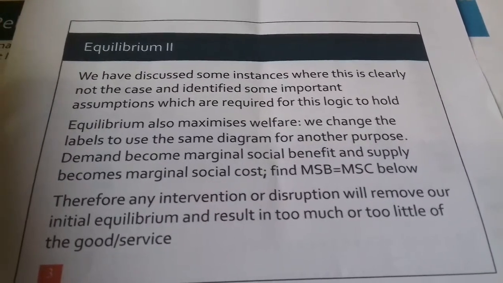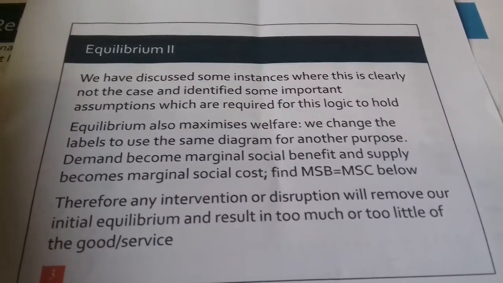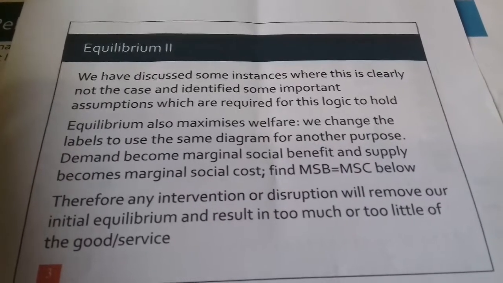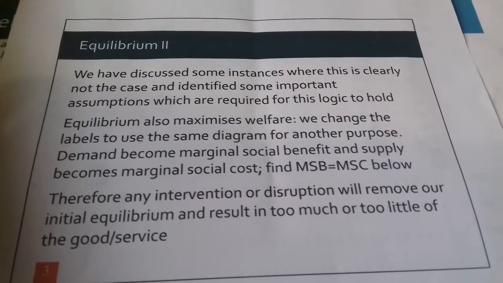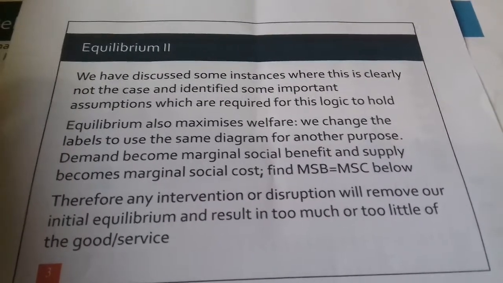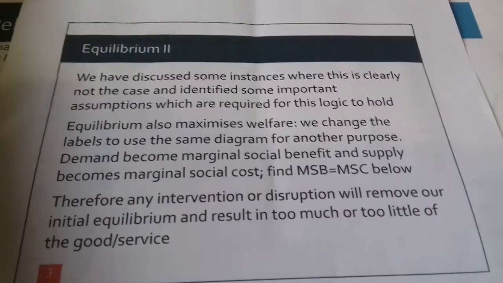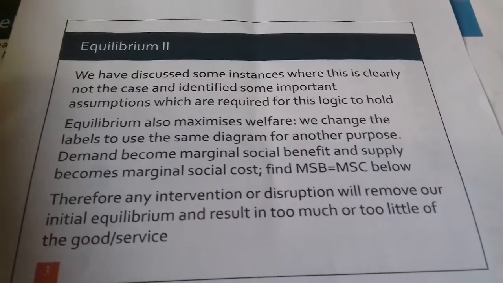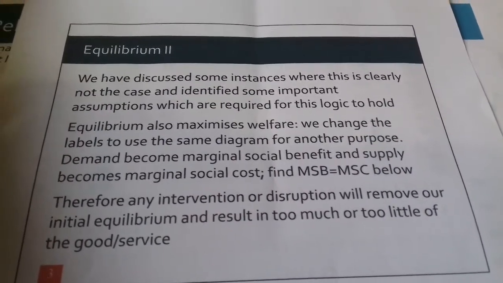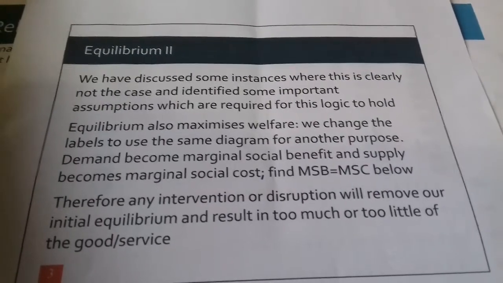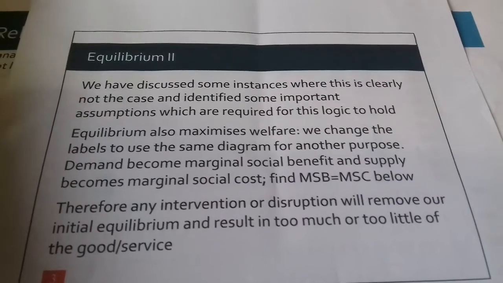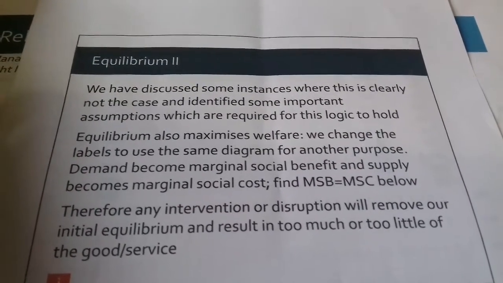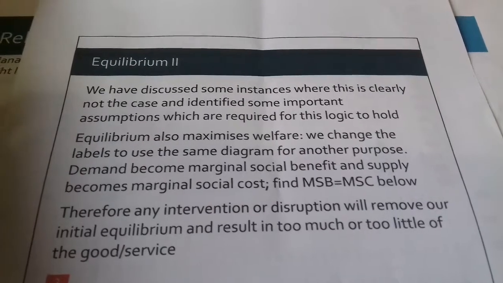Very often when we look at markets, we're looking at it from a welfare perspective. So we need to amend our initial diagram and think about supply becoming the marginal social cost and demand becoming the marginal social benefit. And this helps us to make welfare maximising decisions, the kind of decision we might see from a regulator looking at merger proposals or looking at consumer complaints about a very large monopolistic type organisation.